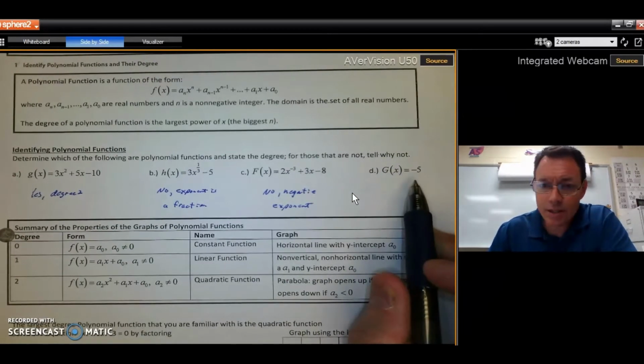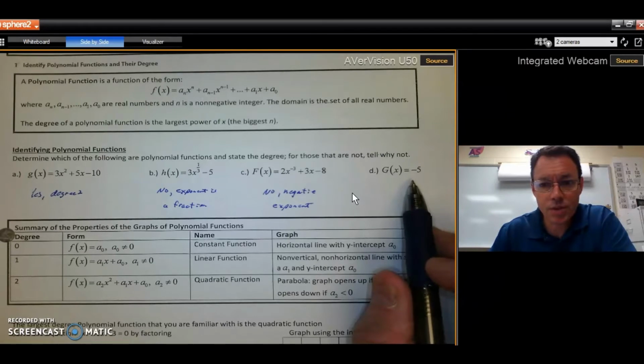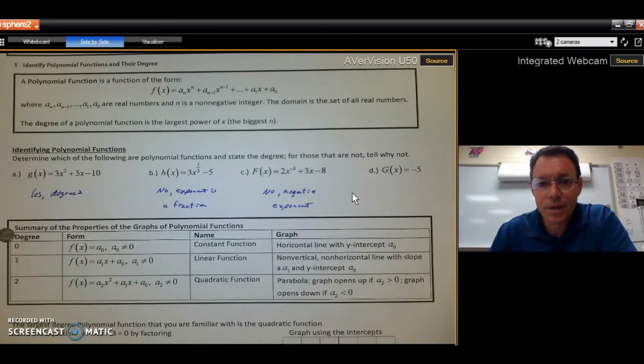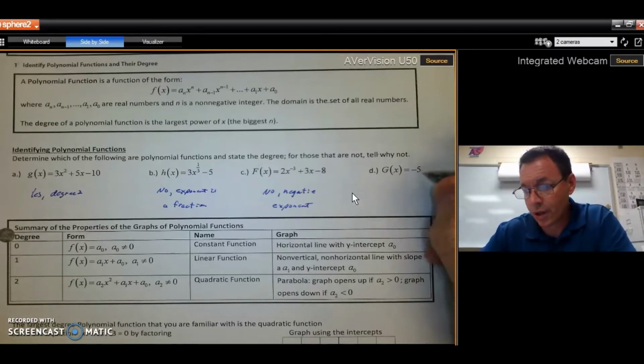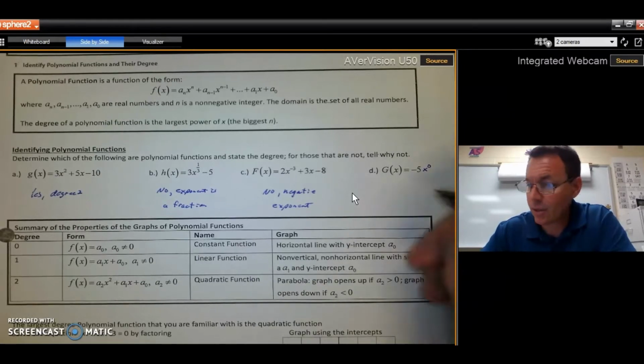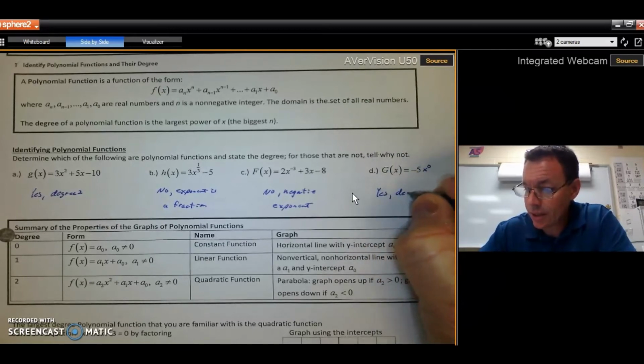And then this last one, this is one that I put in here just to get students to ask questions, but we can't really ask questions on here. So -5, just plain old -5. That is a polynomial. It's got one term. Think of it as an x to the 0 right there. We don't write that, but that's technically what it is. So yes, and it's degree 0.